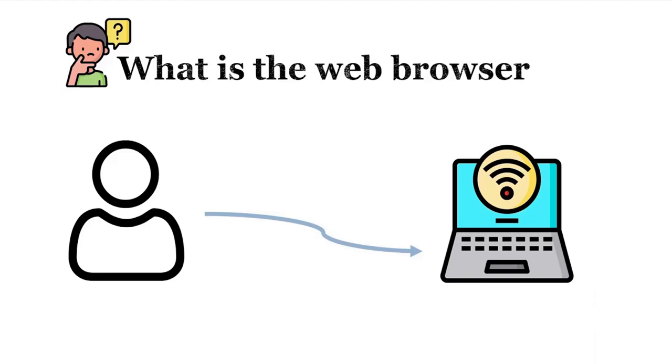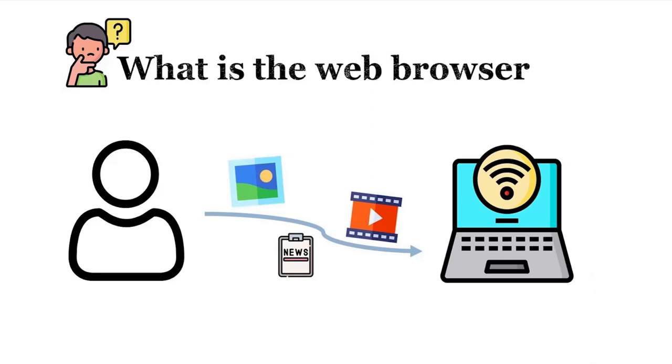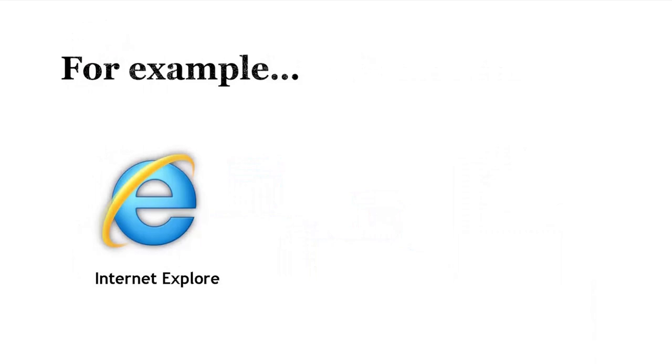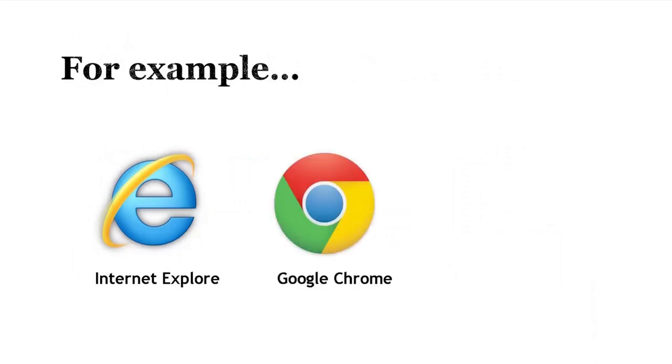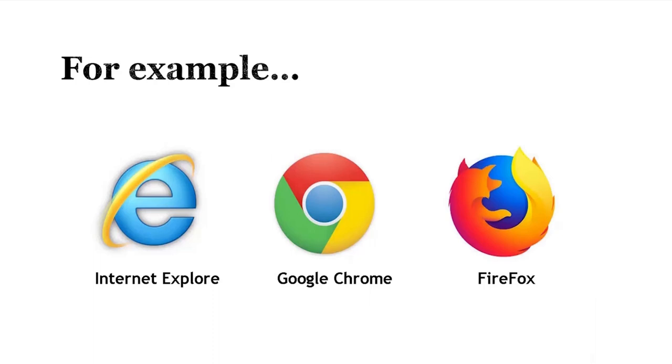Then you can search anything like information, photographs, videos, and any type of message you want to get. There are some types of the web browser, for example, Internet Explorer, Google Chrome, Firefox, and so on. Their common function is searching. The difference between them is just layout.